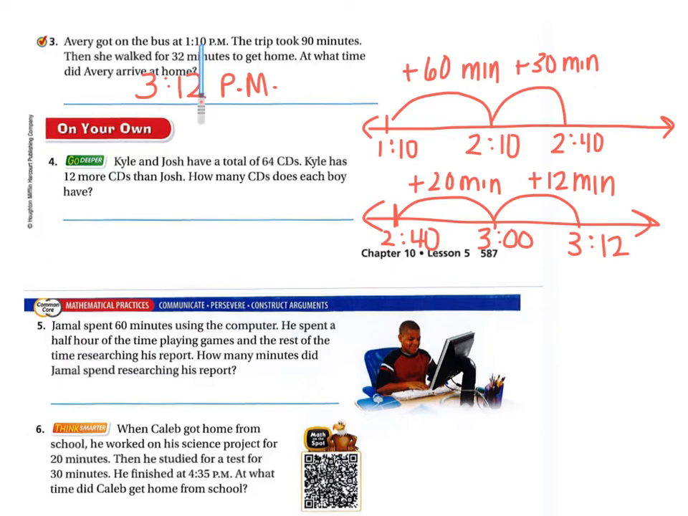I know it is 3:12 p.m. because Avery got on the bus at 1:10 p.m. We did not pass midnight. We are still in the afternoon hours, so I know that it is still p.m. And here's our end time, the time that Avery got home, 3:12 p.m.